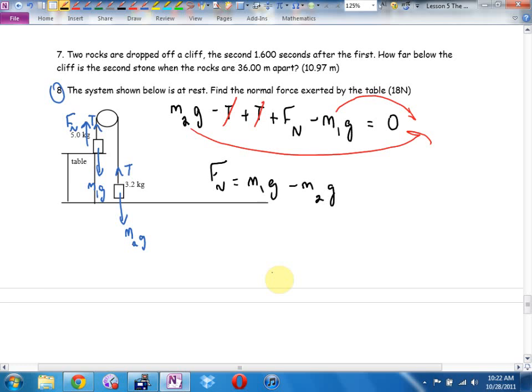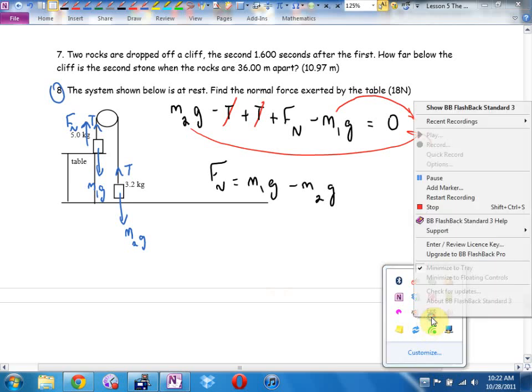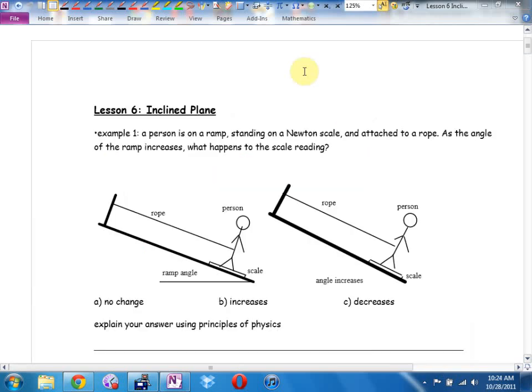I would love to do more, but I got to get today's lesson done. So lesson 6. Lesson 6, what we call the inclined plane. What we're really saying is, okay, what if we're not on level ground anymore?